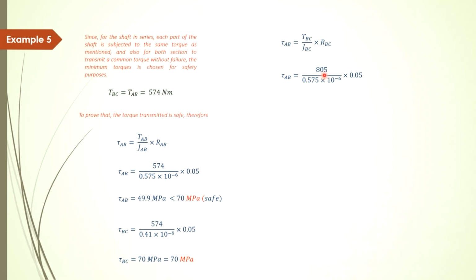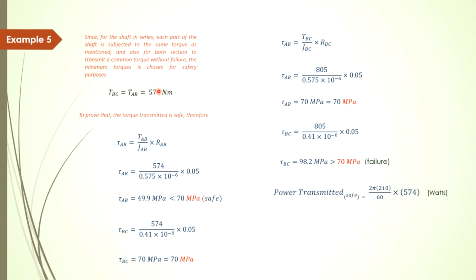But if I put 805, the larger torque, section AB is safe at 70, but section BC might not be. When you put 805 into section BC, you get a shear stress of 98.2 MPa, which is much larger than the limiting shear stress. So it will cause failure to section BC. That is why we don't consider the larger torque. We only consider the smallest torque in this design. So the safe power transmission is based on the torque of 574, and this would be the answer for the question.